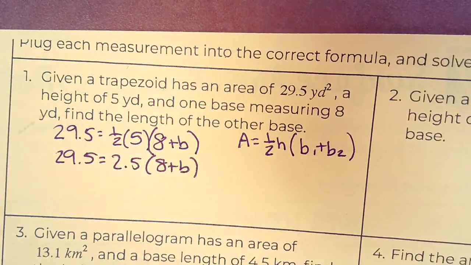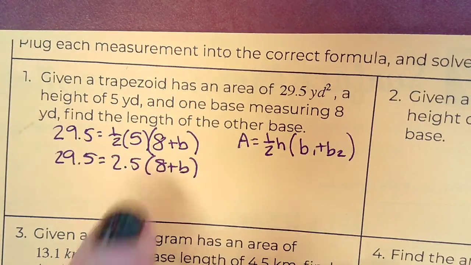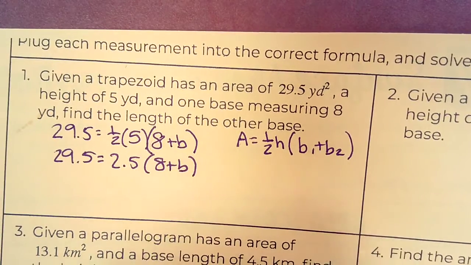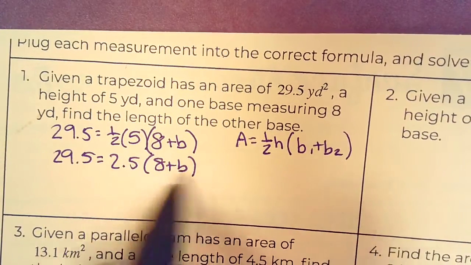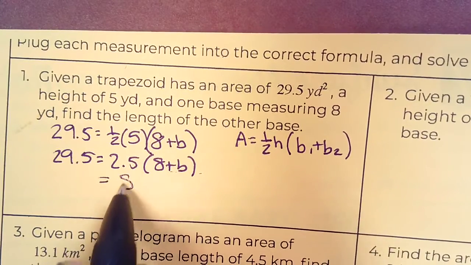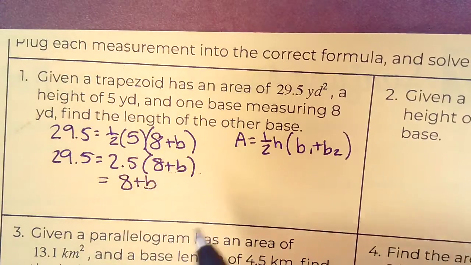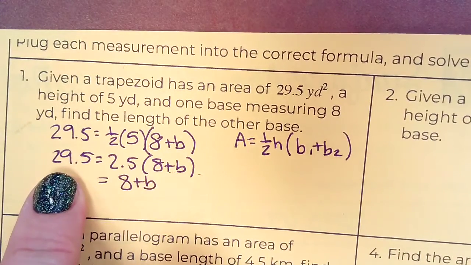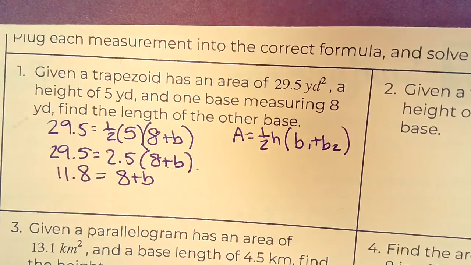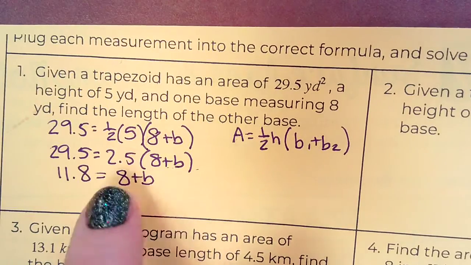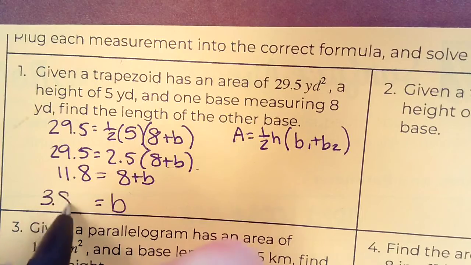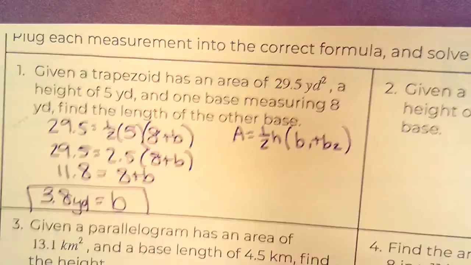I still have something outside the parentheses. Because the whole right side is being multiplied by 2.5, I can undo that by dividing the whole side by 2.5. So if I divide this right side by 2.5, the 2.5's cancel. I'm just left with 8 plus b. Left side, 29.5 divided by 2.5 is 11.8. Lastly, to get b alone, I should be subtracting 8 on both sides. So b equals 3.8 yards. That's the other base.